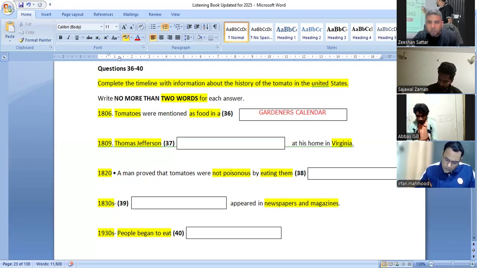Then in 1820, a man named Robert Gibbon Johnson decided it was time to discard once and for all the idea that tomatoes were poisonous.